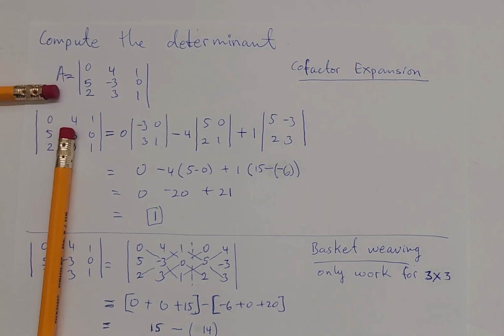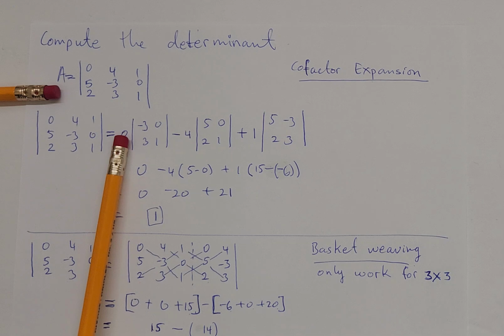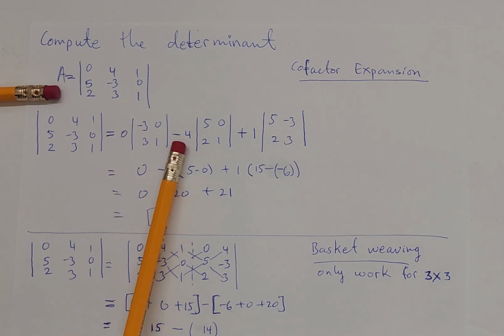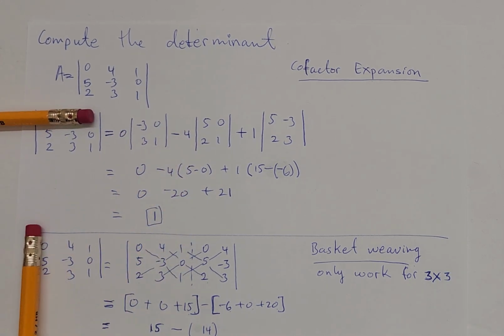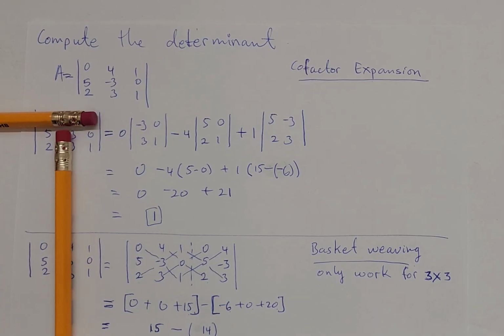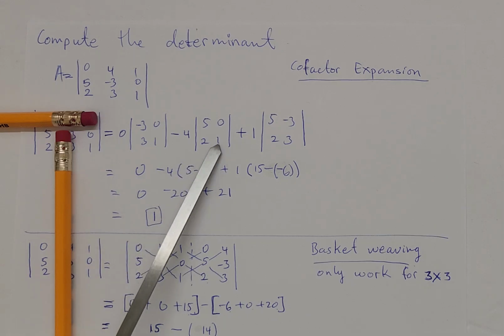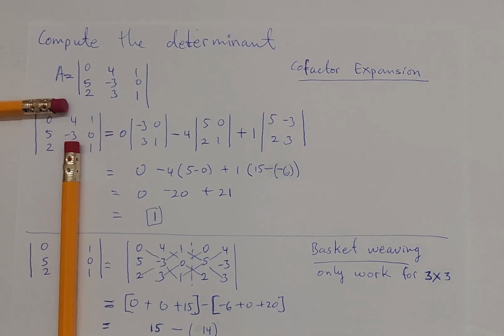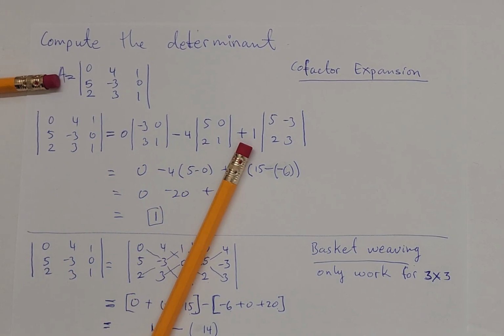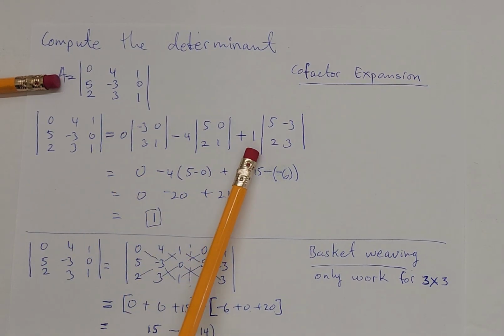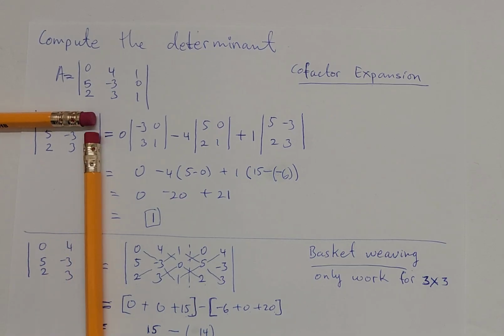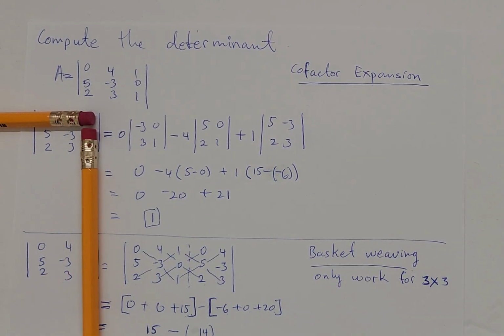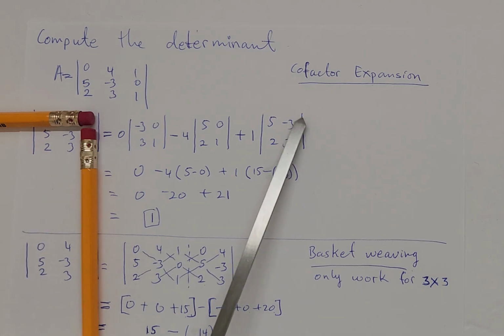Next, I will use the 4 over here. Since this is positive, the next one should be negative. So 4 over here, block out the first row, block out the second column. I have 5, 2, 0, 1, which is here. Next, I have number 1, so I'll put 1 here. Since this is negative, it will be positive. So 1 here. Block out the first row, block out the third column. So all I have left is 5, -3, 2, 3, which is here.